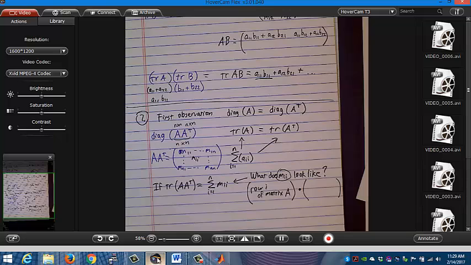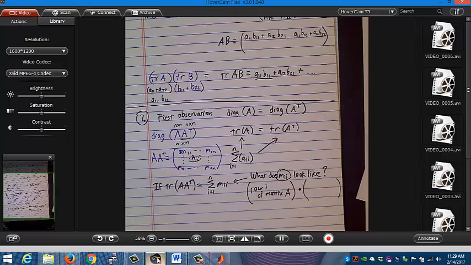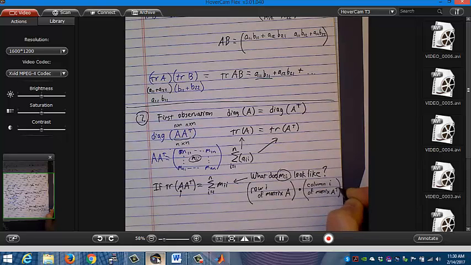The way you get MII, this is how matrix multiplication works. You take row I of matrix A and you dot it with what? Column I of what? Matrix A transpose. That's right. Does that make sense to you guys? Because that's how it works. You take a row and a column. We've been doing it for a long time.